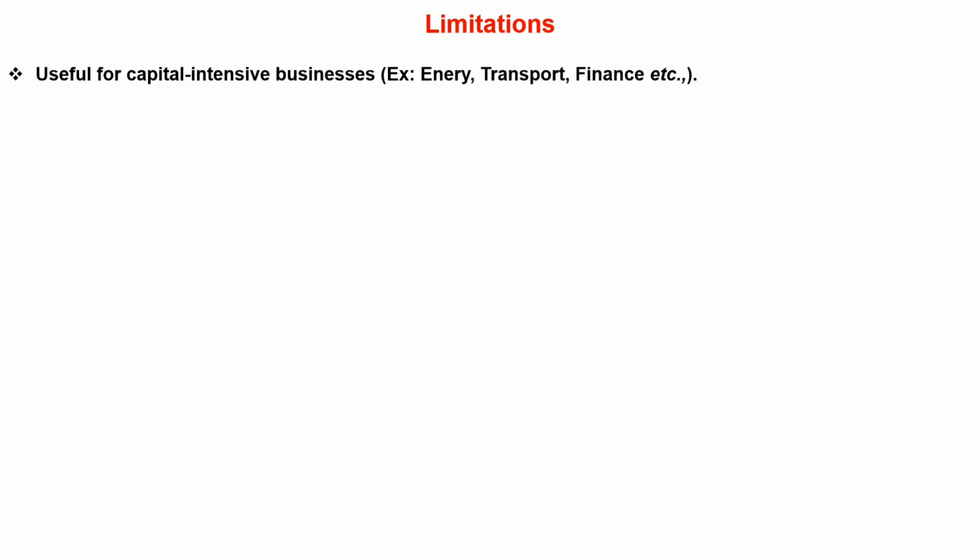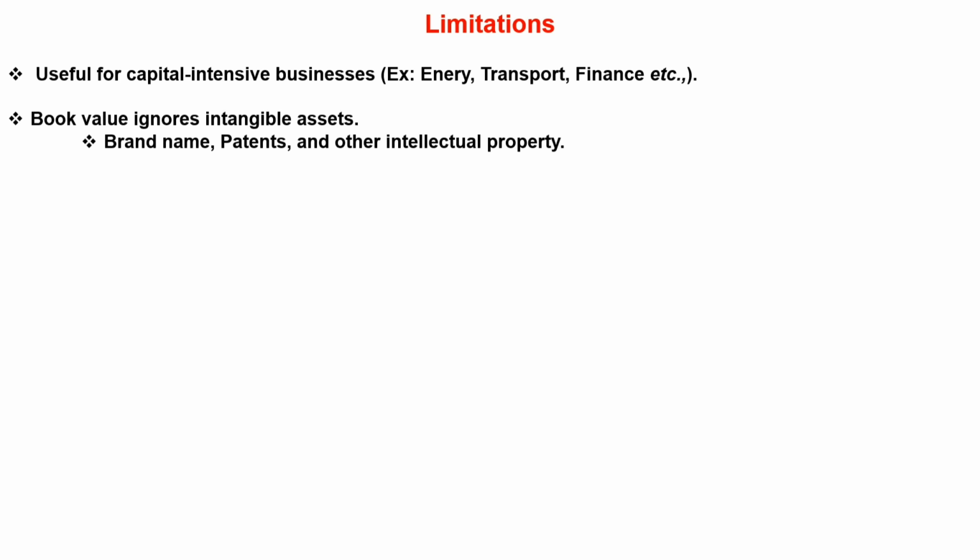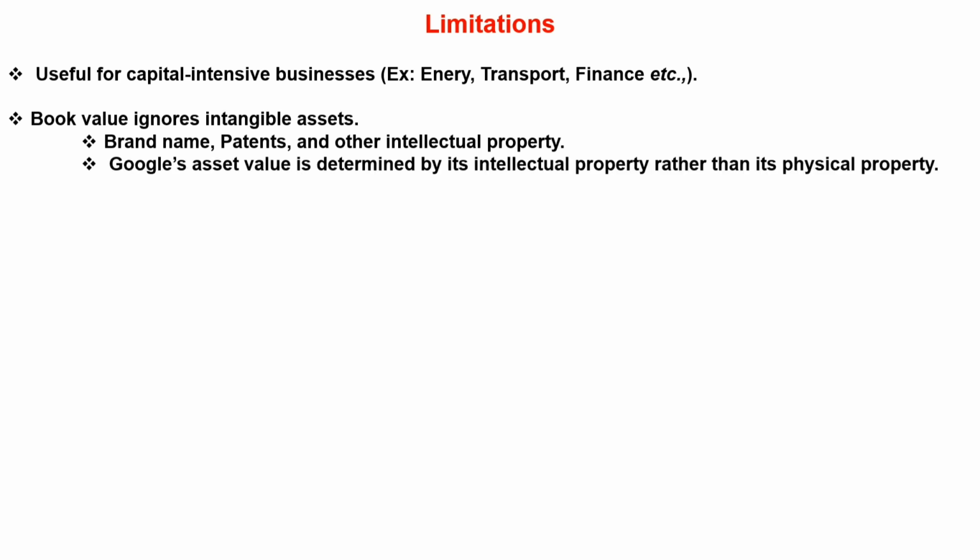Next, coming to the limitations. The PB ratio is mostly useful for capital intensive businesses. That means sectors which have more assets on their balance sheet, such as energy, transportation and finance. Book value ignores intangible assets such as brand name, patents and other intellectual properties. Suppose Google's asset value is determined by its intellectual property rather than its physical property.